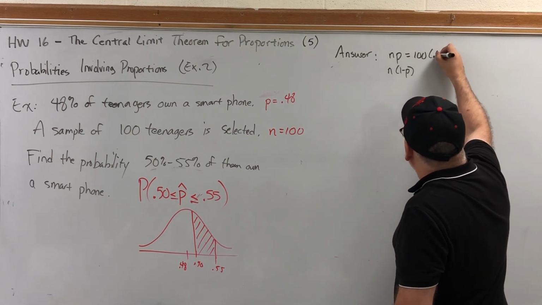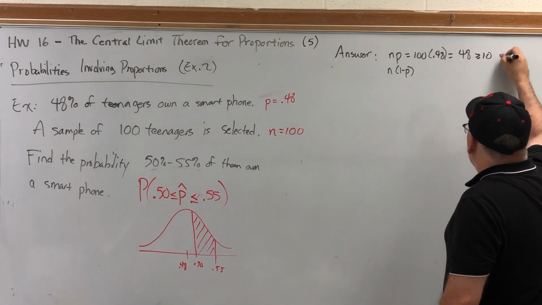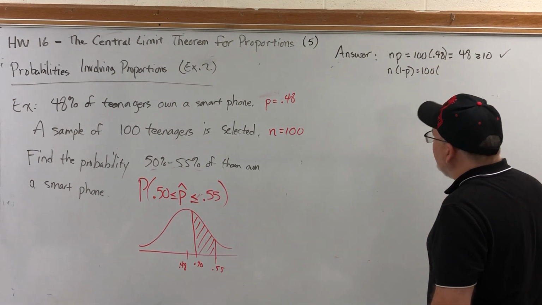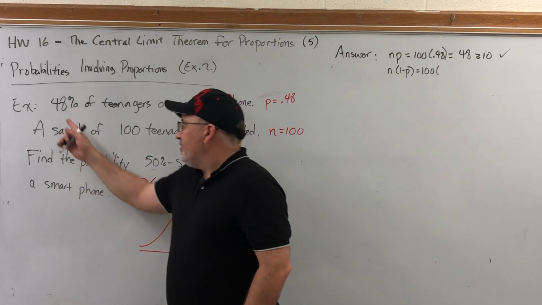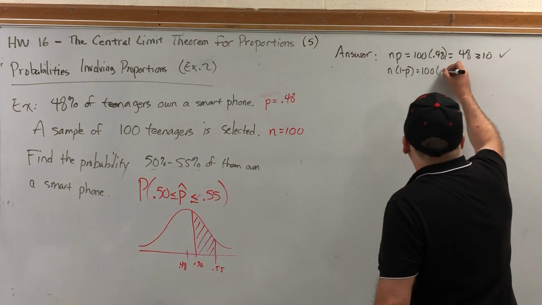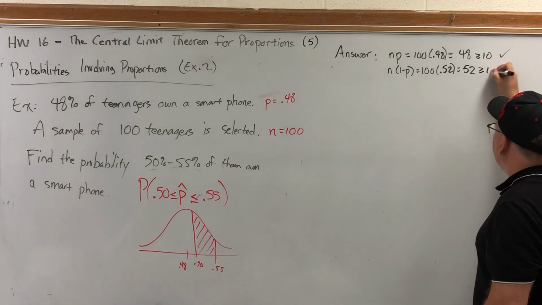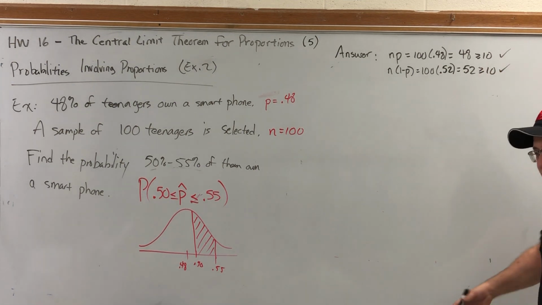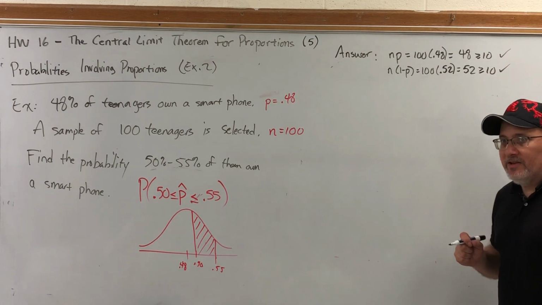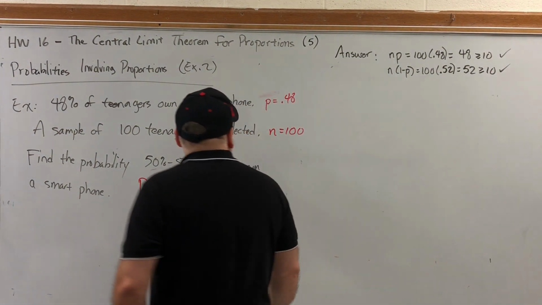N is 100, p is 0.48, that product is exactly 48, that is greater than or equal to 10. For n times 1 minus p, n is still 100, 1 minus p represents the other percent, so if 48% own a smartphone, then 52% do not. So 0.52, 100 times 0.52 is 52, that is also greater than or equal to 10. So everything is acting normal and we can proceed. If for some reason in the homework, one of these was not at least 10, the problem would end right then and there. It would not be appropriate to use a normal distribution.